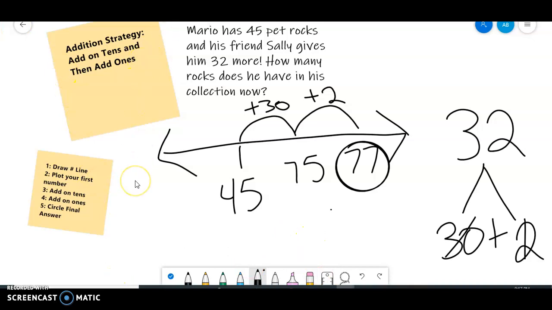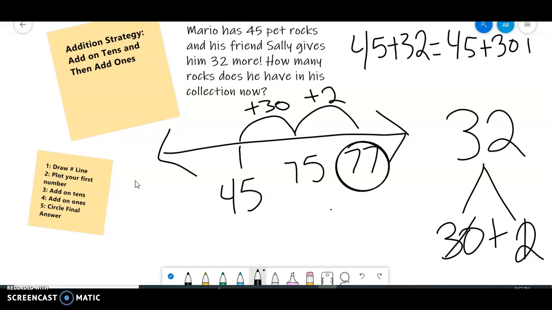Now, if we think about it, we can rewrite our problem, which is 45 plus 32. We can set that equal to, because it's the same thing as, 45 plus 30 plus 2, because that's exactly what we did. We just broke apart that second number down into its tens and its ones.